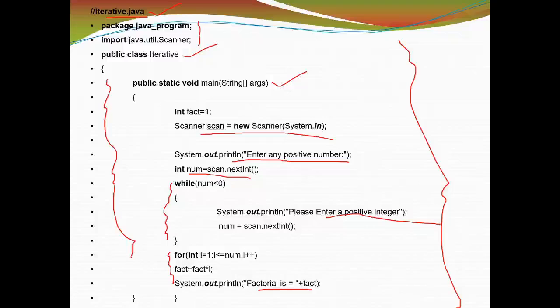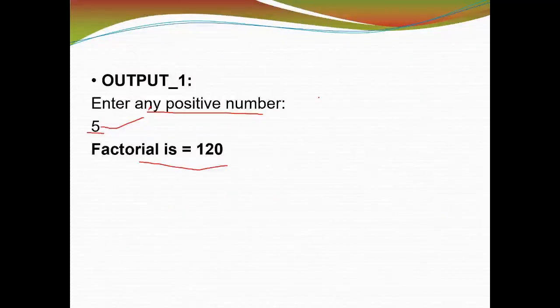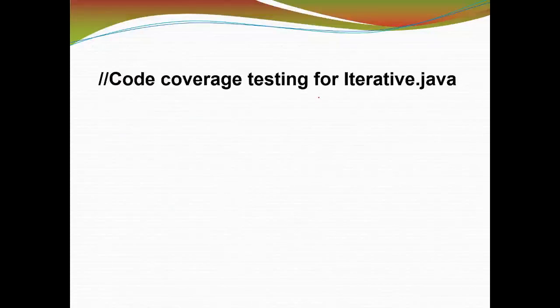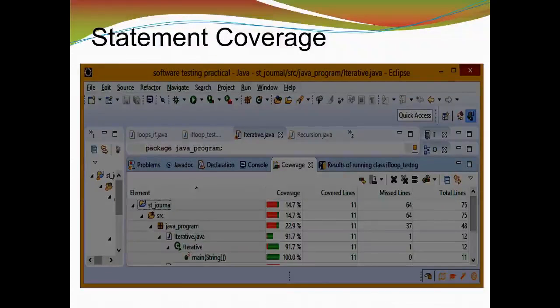It can be either statements, or how many conditional statements you have covered, or how many functions or methods you have covered from that input value 5. So, let us understand with the help of one tool: code coverage testing for Iterative.java. The tool which I am using is Eclipse, under which we are testing this code coverage.